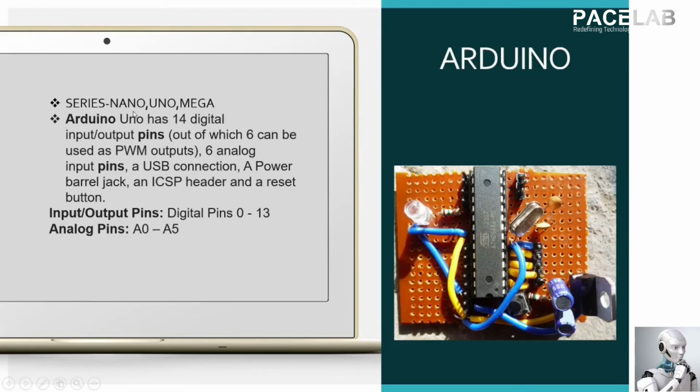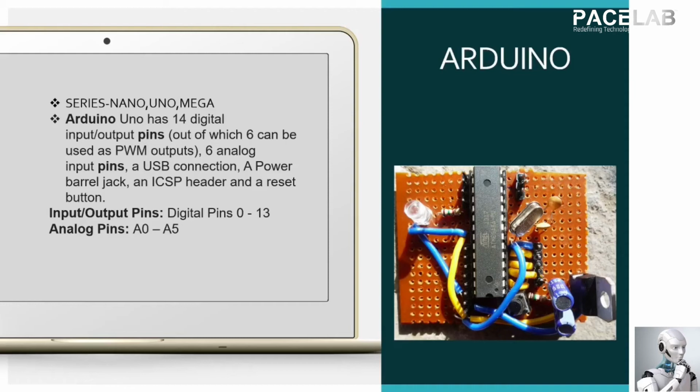So Nano and Uno are basically the same, but the Nano is made up of SMD components, and it has 2 extra analog pins compared to the Uno. In the case of the Mega, a variety of pins is available, depending on your purpose.